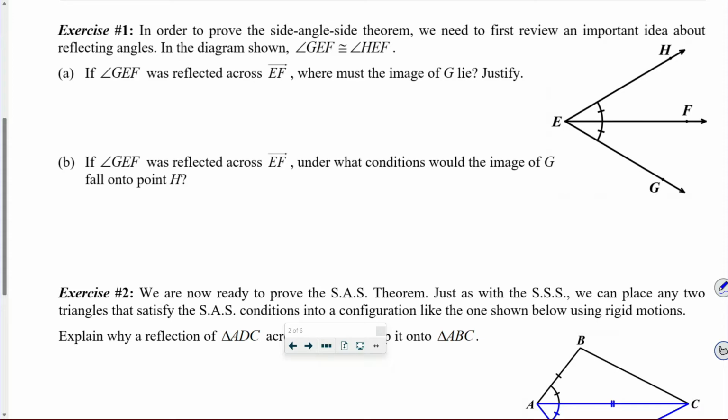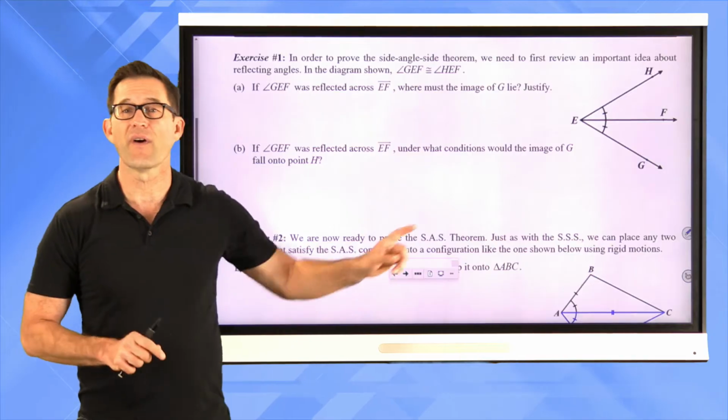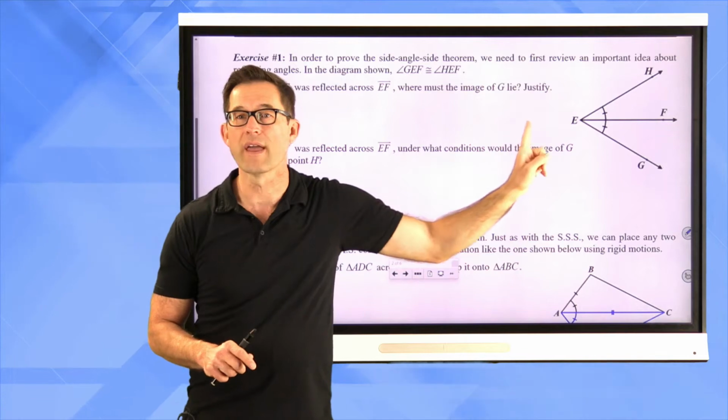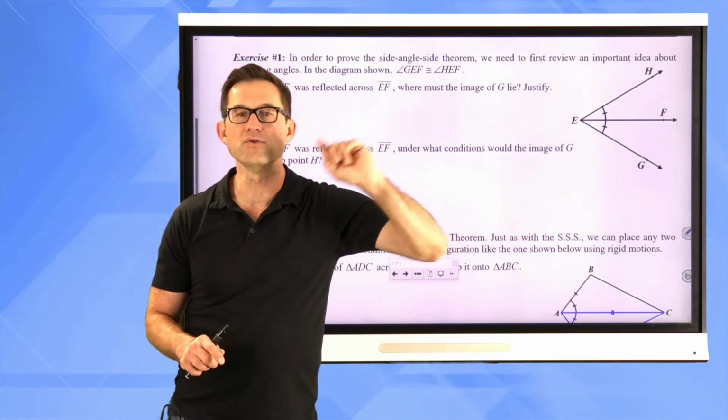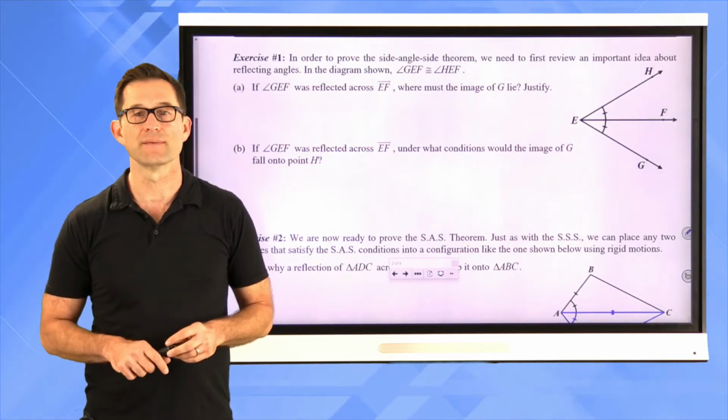Exercise number 1. In order to prove the side-angle-side theorem, we need to first review an important idea about reflecting angles. In the diagram shown, angle GEF is congruent to angle HEF. Letter A: if angle GEF was reflected across ray EF, where must the image of G lie? Justify. All right, I'd like you to pause the video now and think about this. If I reflect angle GEF across ray EF, where must point G lie and why? Pause the video now and see if you can answer this question.